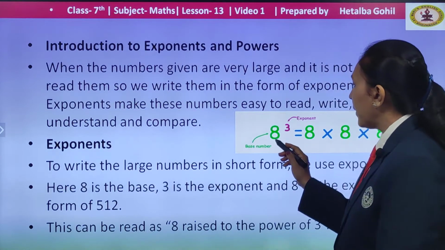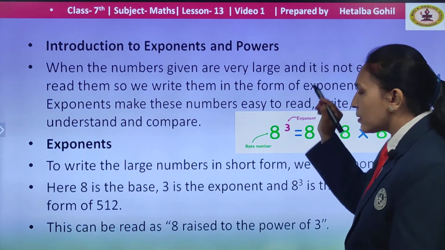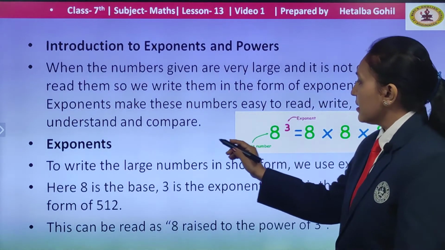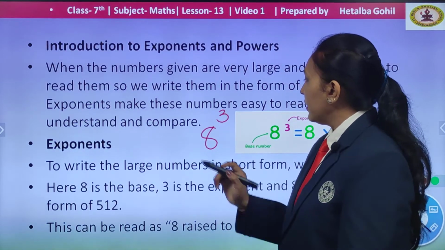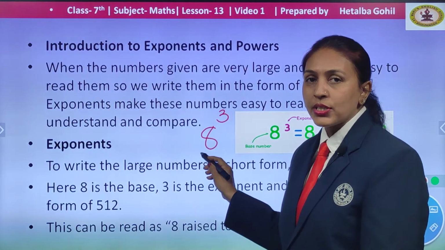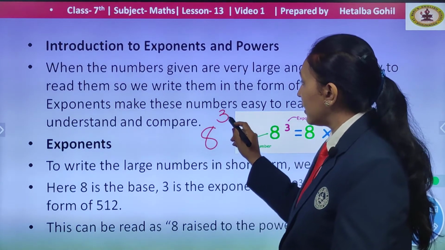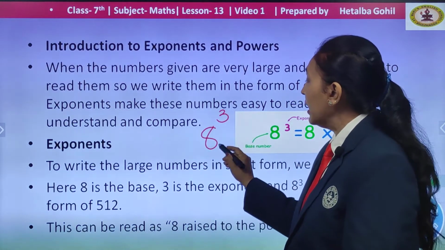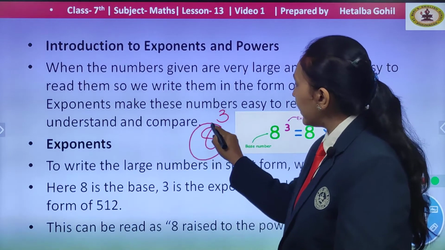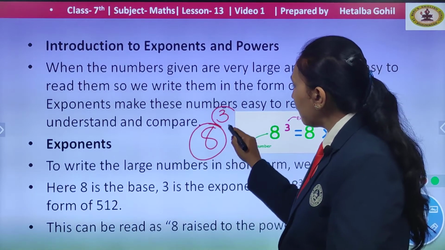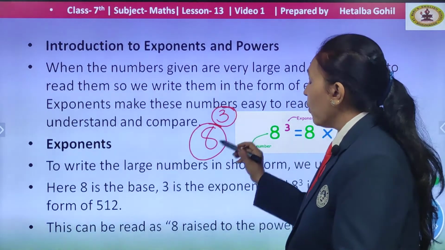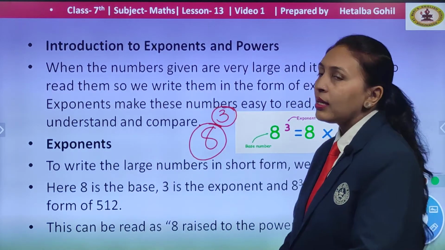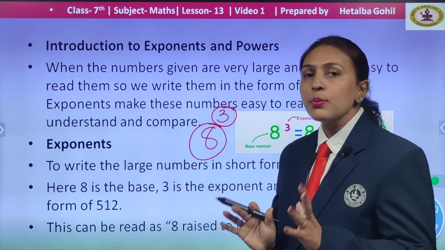Children, you can see the number here, 8, and you can see a small number over it. Suppose 8 cubed. This expression we call in the form of powers or exponents, where 8 we call the base and 3 we call the power or the exponent. Now, what does this 3 mean here? That is the most important thing.